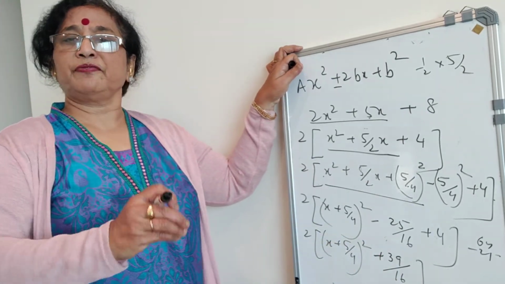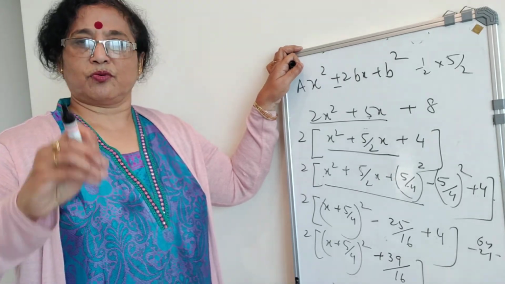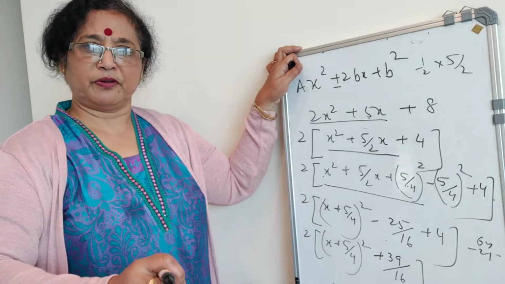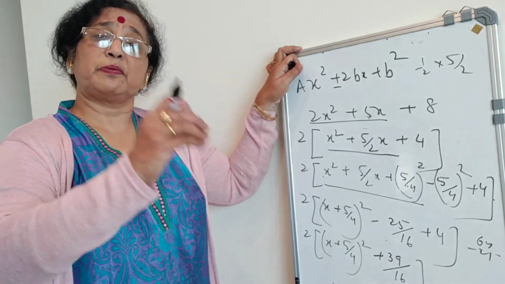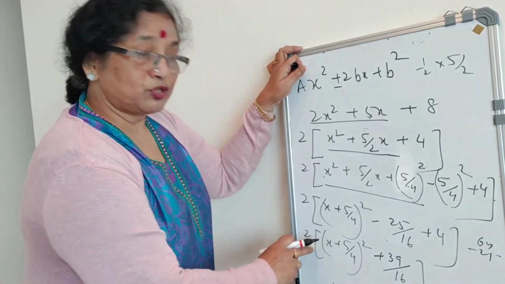I told you, if it's ax square plus bx plus c, a quadratic, it will be a perfect square or not a perfect square. If not a perfect square, it will be a perfect square plus a number or minus a number. That's all, right? Now this is with the 2 out.